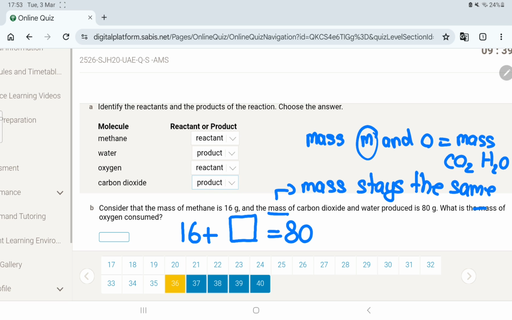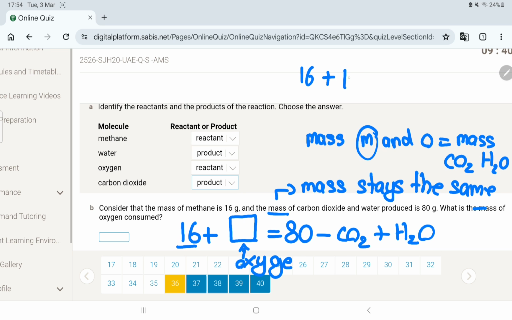Oh, by the way, guys, M isn't the symbol for methane. I just wrote M. Okay? So, here, 16 plus the oxygen, this is supposed to be the oxygen, gives us 80, which is the carbon dioxide and the water. So here, just ask yourself, 16 plus what gives 80? So 16 plus box equal 80. Bring 16 to the other side. 80 minus 16. You get 64.